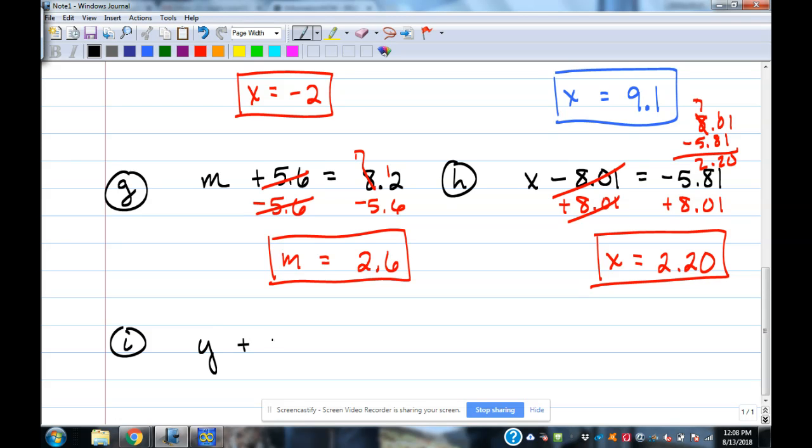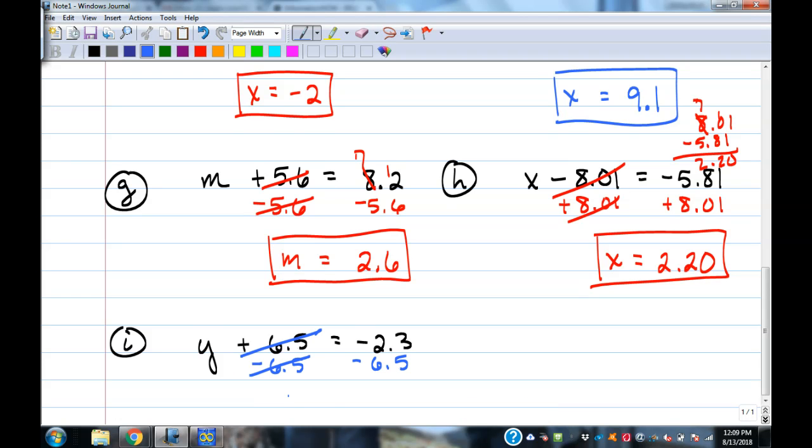y plus 6.5 equals negative 2.3. What do we do to solve this one? Minus. Okay, so we're going to use subtraction. I'm going to subtract 6.5 from both sides. That cancels out the 6.5 on the left side, which gives me y. They're both negative.